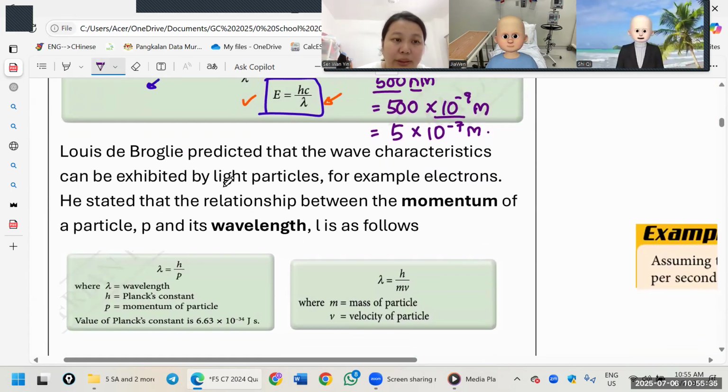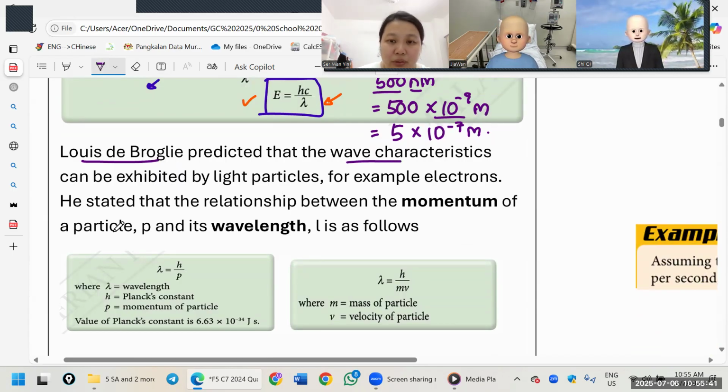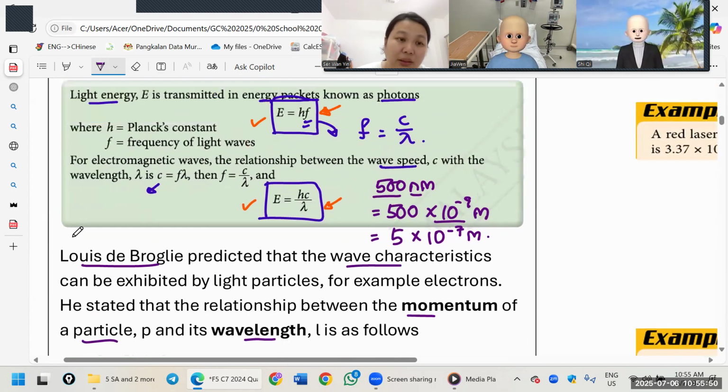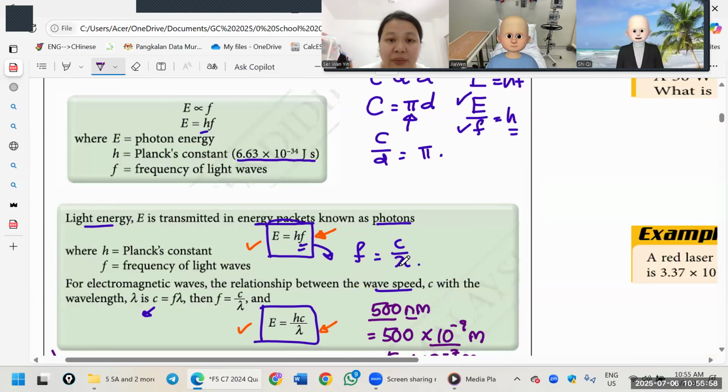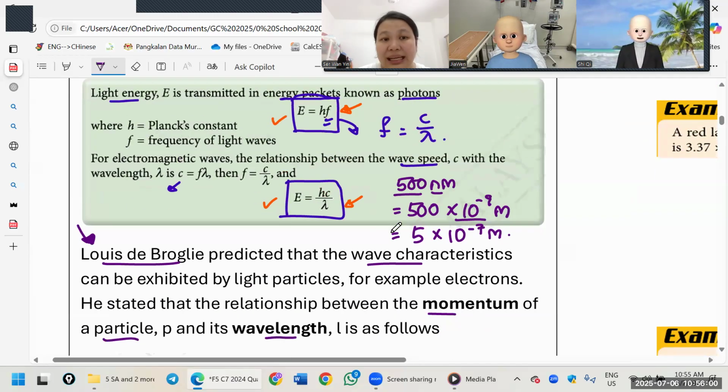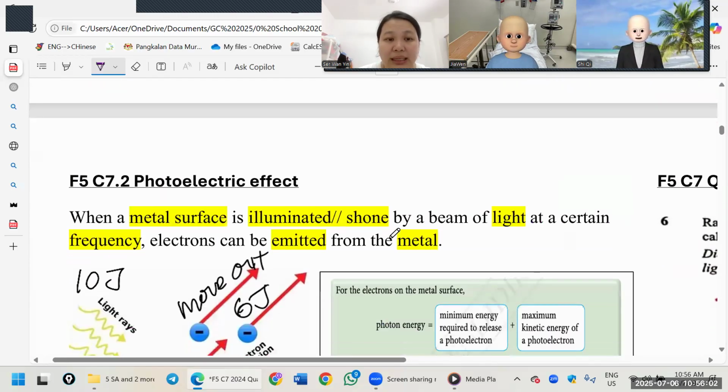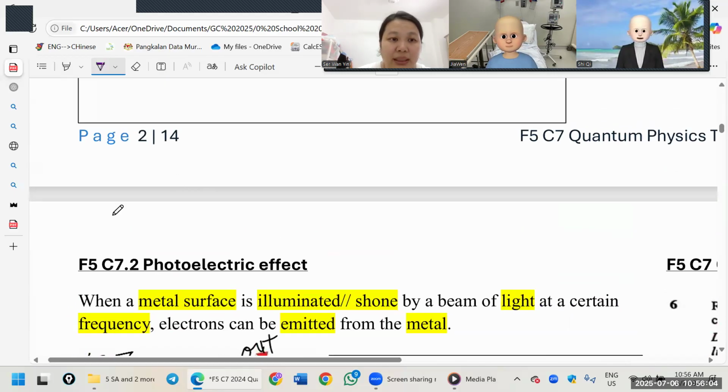Louis de Broglie also said it's a wave, but it is also a particle, so it has momentum and wavelength. I'll skip this first, as I haven't seen much of it in the Excel trial yet. I'll directly start the photoelectric effect, page 3.